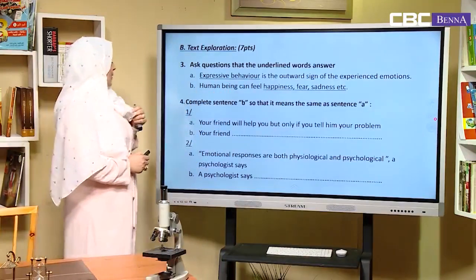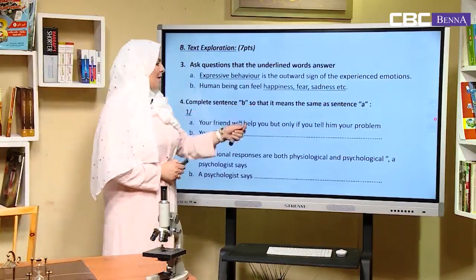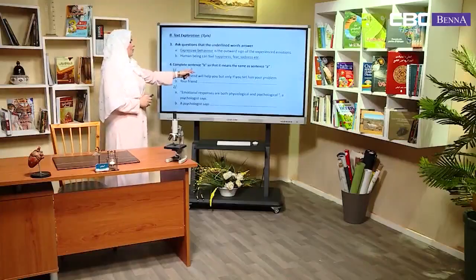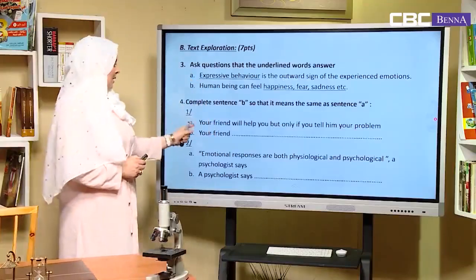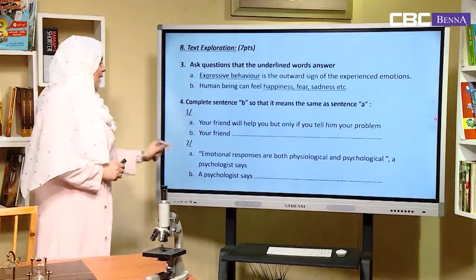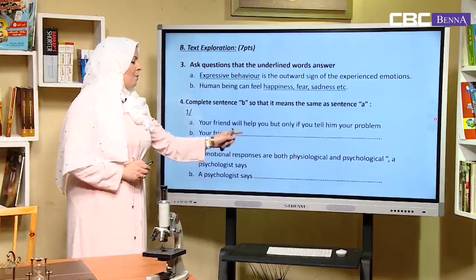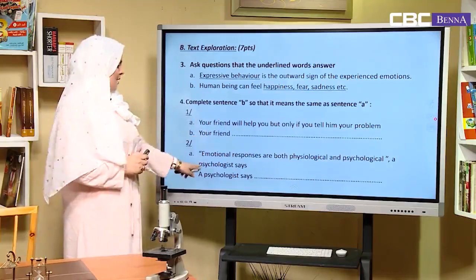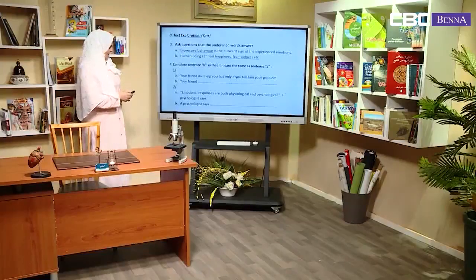So concerning activity number 4, it is related also to grammar. Complete sentence B so that it means the same as sentence A. "Your friend will help you, but only if you tell him your problem." "Your friend..." So, 2. "Emotional responses are both physiological and psychological." Quotations, "a psychologist says". So, this is concerning grammar.